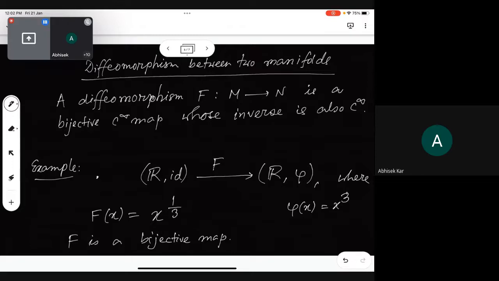So F is a bijective map, and actually F is here a diffeomorphism, so that we'll check next time. Okay, so we'll leave here.